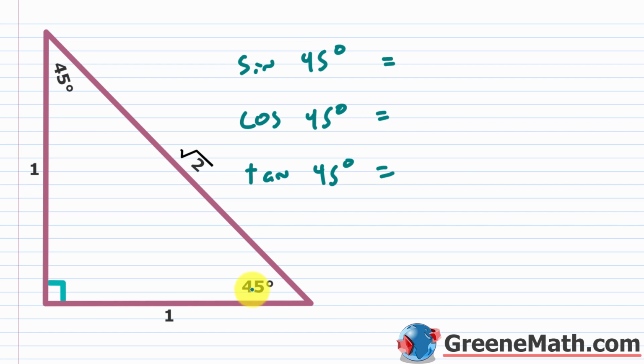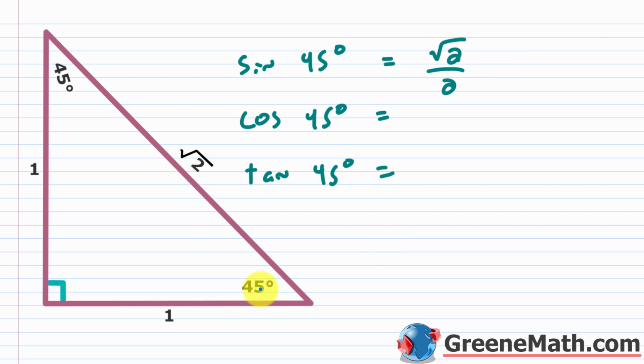Because let's say I start with this guy right here. Well, it's going to be the same as if I worked with this guy right here. It doesn't matter. They're both 45-degree angles. So if I take this one right here and I say opposite over hypotenuse, it's going to be 1 over the square root of 2. And if I rationalize the denominator, I multiply by the square root of 2 over the square root of 2. So this is the square root of 2 over 2.